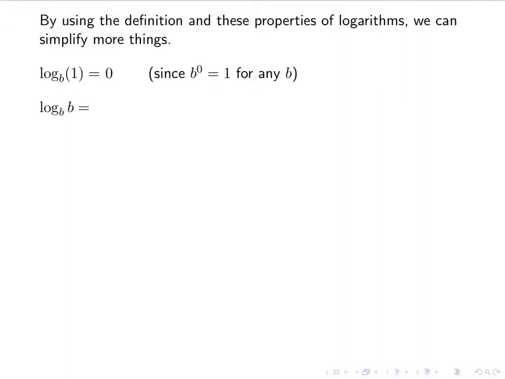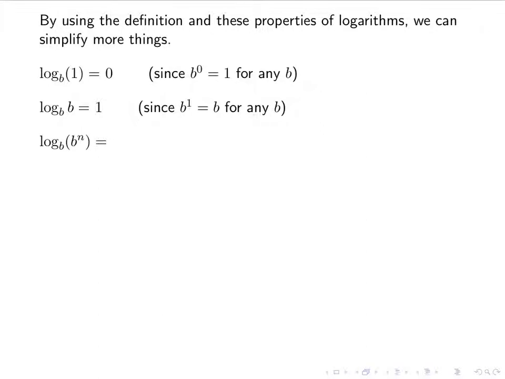Another one is log base b of b. So it's the same number. Sorry, b and b. G is not supposed to be underlined. So as long as it's the same number, again, it's always going to be the same thing, which in this case is 1. And that's because b to the 1 is b, no matter what the b is.